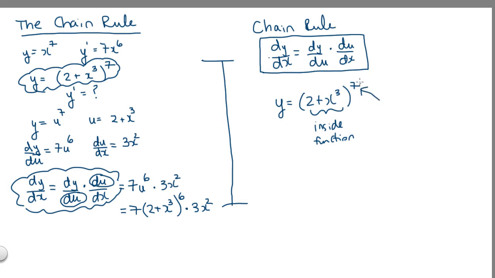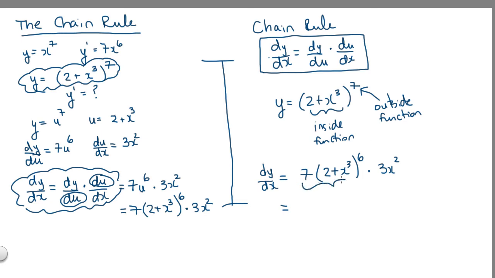So this function that raises quantities to the 7th power, that's our outside function. Okay, now using our calculation that we did over here, we should be able to figure out how we get our answer quickly in terms of the inside and the outside function here. So dy by dx is equal to, we know it's supposed to equal 7 times (2 plus x cubed) to the 6th power times 3x squared. And let's see if we can describe that in terms of our inside and outside function.